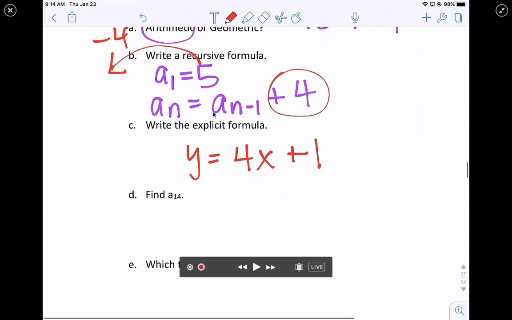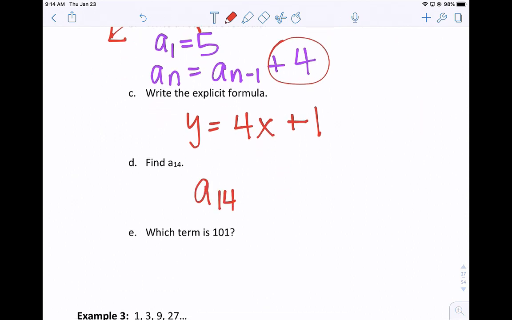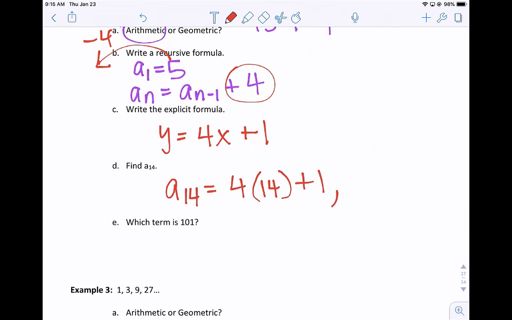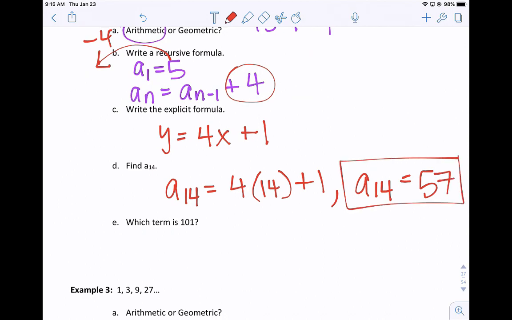Now we can use that to find the 14th term by plugging in the 14 for x. Okay, so let's do that. 57. So we would say, all right, the 14th term would be 57. Or you can program your calculator and hit enter 13 times.